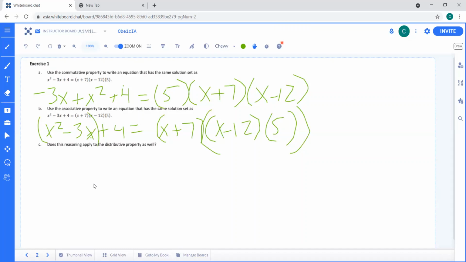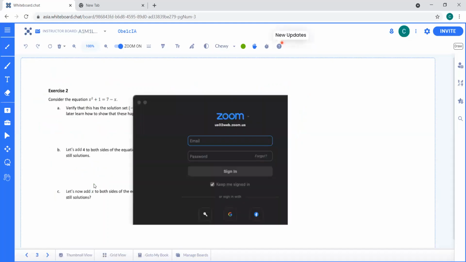Does this reasoning apply to the distributive property as well? Yes, it does apply to distributive property as well. Yes, as long as you do it to both sides, it doesn't matter. Okay. So let's go on to exercise 2.